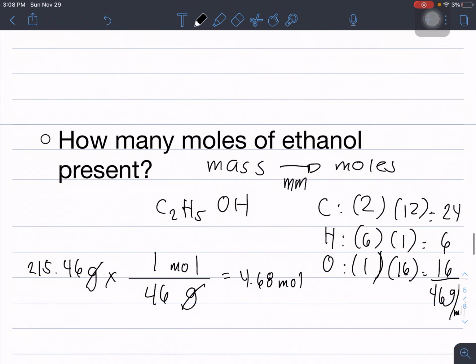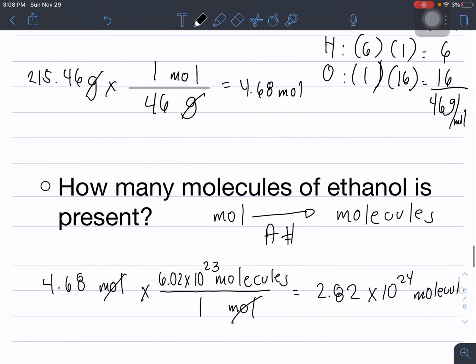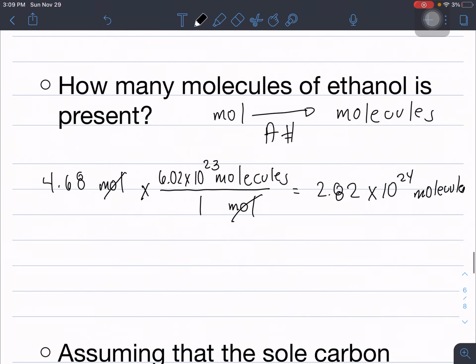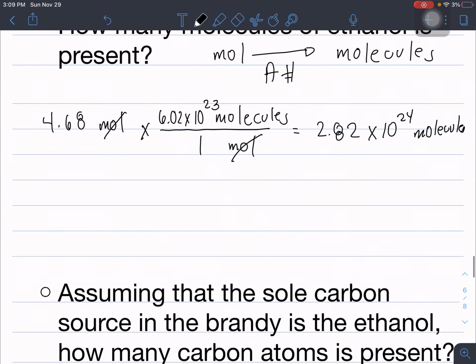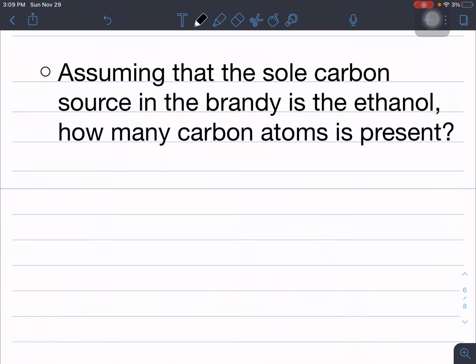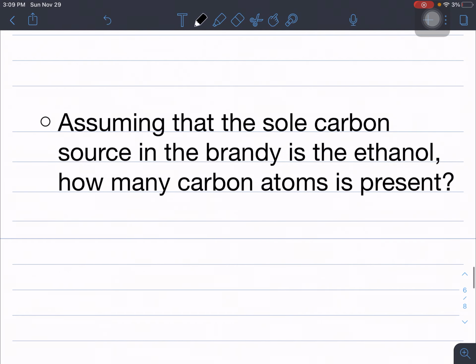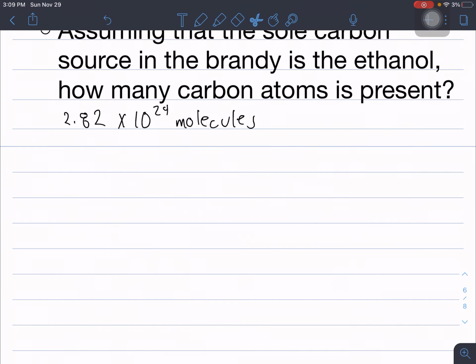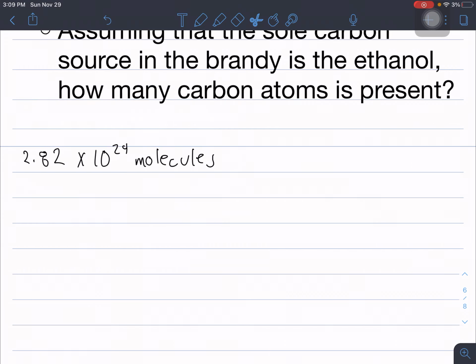Okay, so we already found out the mass of ethanol, the moles of ethanol, and the number of molecules of ethanol. So it turns out that the 750 ml of ethanol contains 2.82 times 10 raised to 24 molecules of ethanol. Sorry, that is 750 ml of that brandy. So assuming that the sole carbon source in the brandy is only ethanol, how many carbon atoms are present? We have the number of molecules: 2.82 times 10 raised to 24 molecules of ethanol. So assuming that the only carbon atoms present in the whole brandy come from the ethanol.